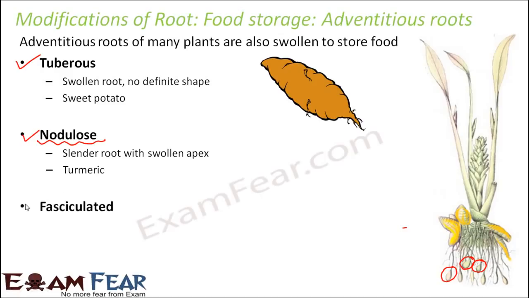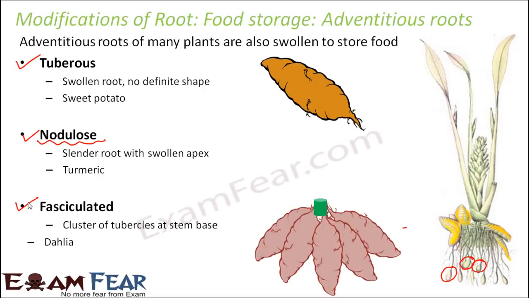Fasciculated. This is the third type of modification of adventitious roots. Cluster of tubercles at stem base. This is seen in dahlia. So here you can see it is very similar to how the tuberous roots are. They are also swollen roots, no definite shape. So these are also the same.